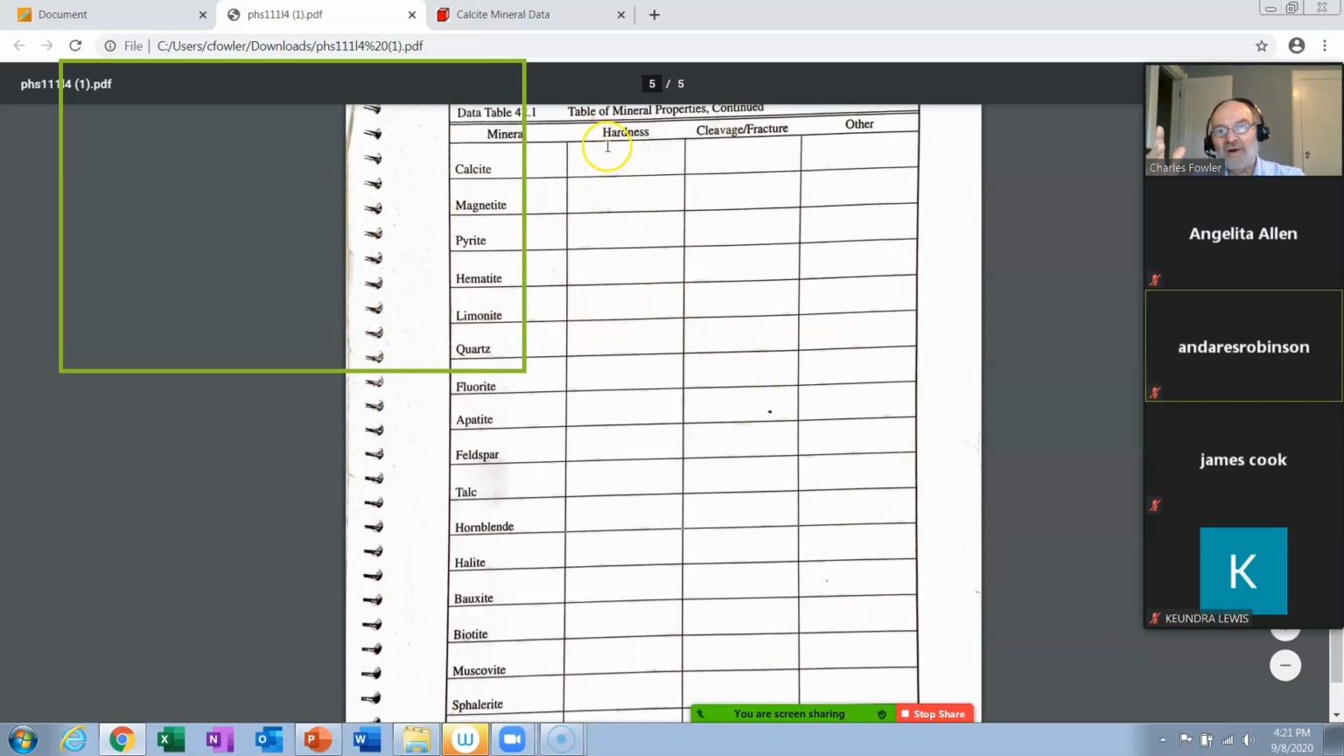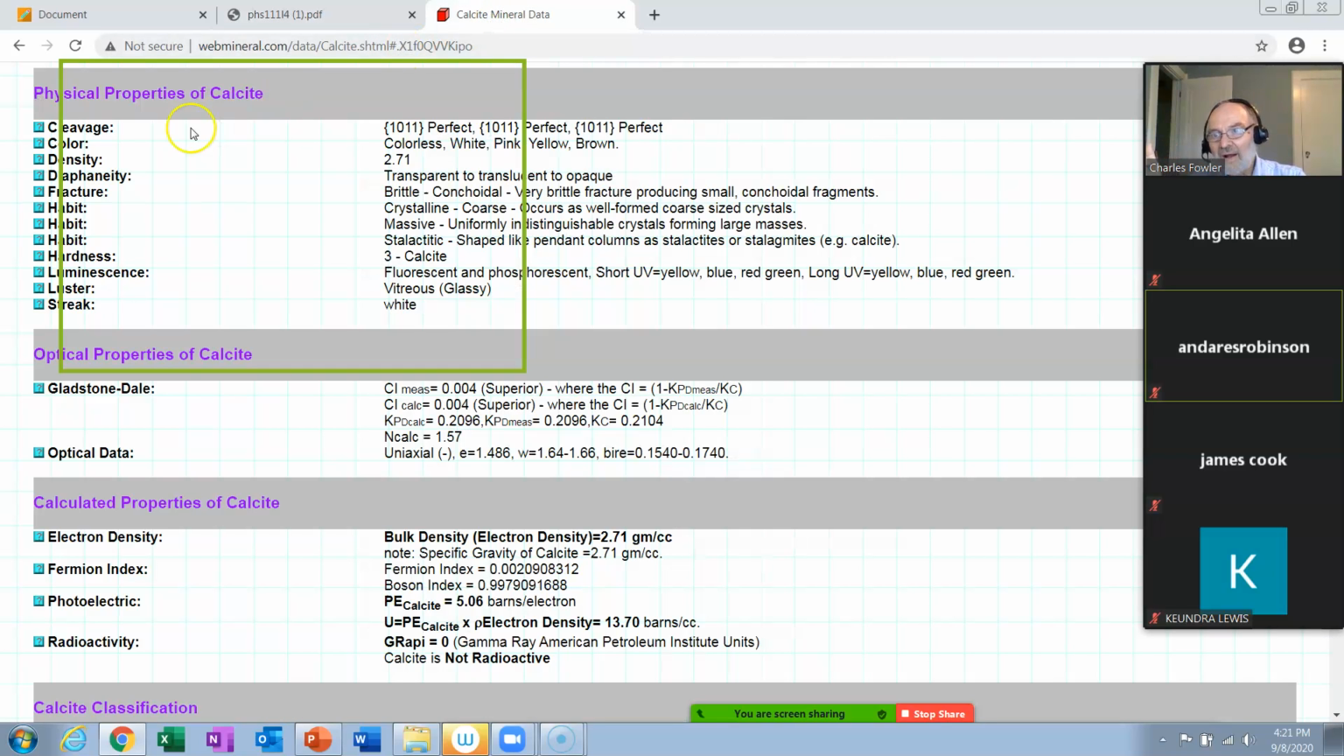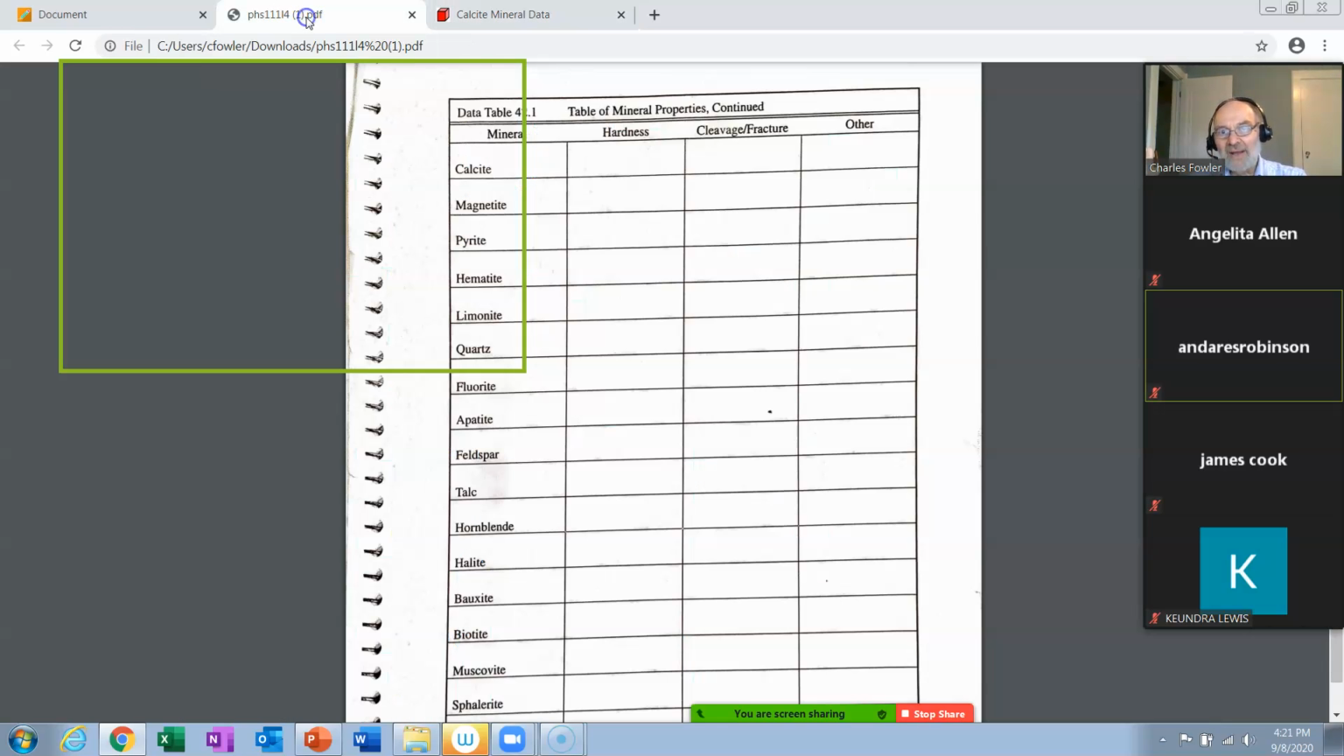This time they say hardness. So go back here to calcite mineral data. Hardness right there. Number 3, calcite. It's named after itself. Okay, so that's its hardness on the Mohs scale, number 3. Calcite is the name of that. Okay, go back to the next one.